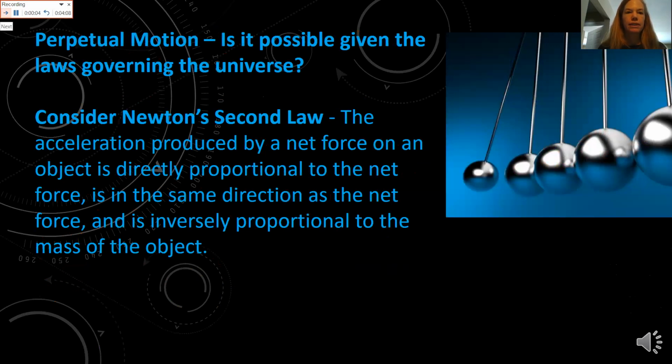What about Newton's second law? It states the acceleration produced by a net force on an object is directly proportional to the net force, is in the same direction as the net force, and is inversely proportional to the mass of the object. In other words, when a force is applied to two objects with different masses, the object with lesser mass will accelerate more.